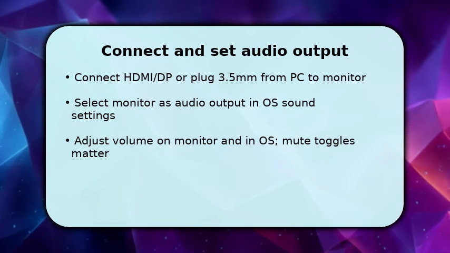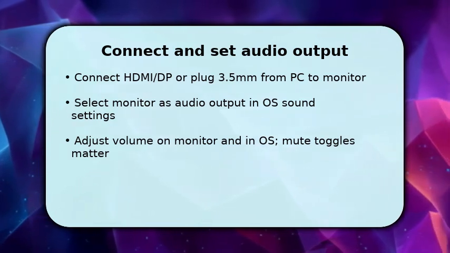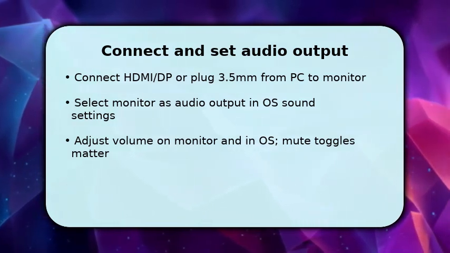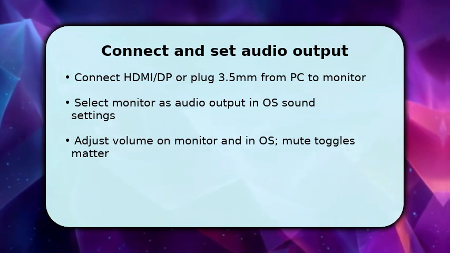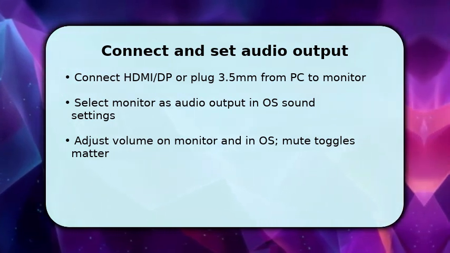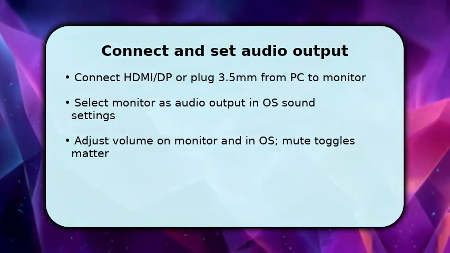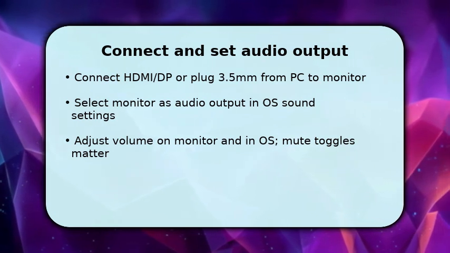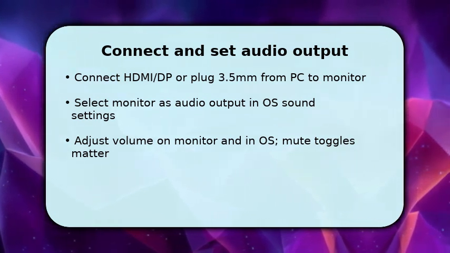Plug HDMI or DisplayPort into the monitor or run a 3.5 cable from your PC's headphone jack to the monitor's audio in. Once connected, open Sound Settings and select the monitor or digital audio device as the default output. This tells the system to route sound there.